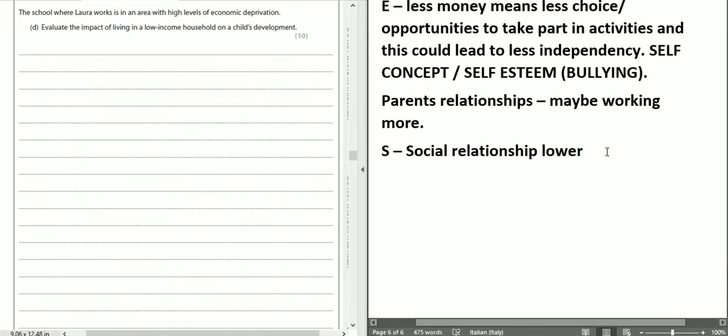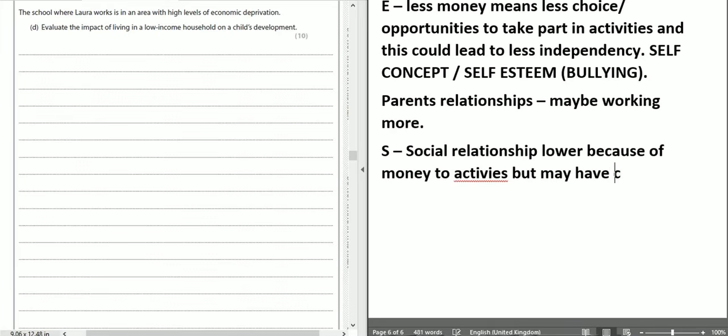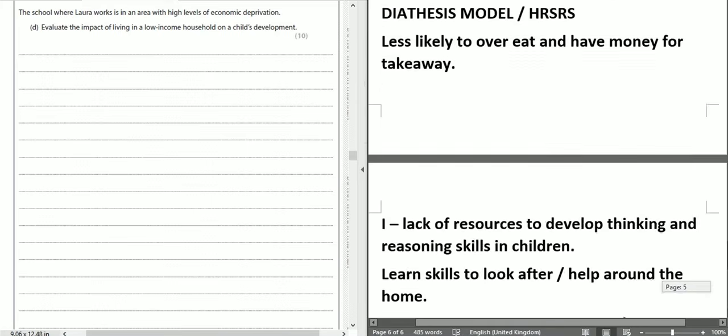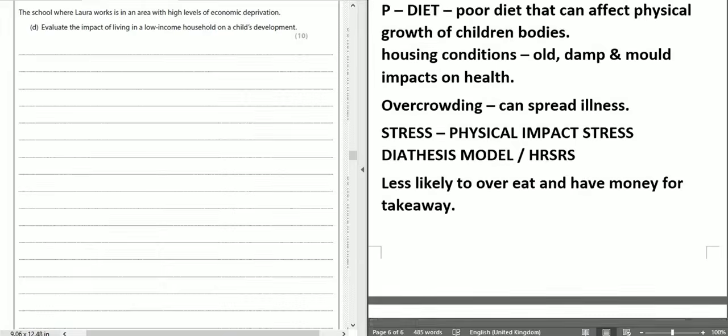Social relationships are lower, again, because of lack of money for activities, but they may have closer friendships. So maybe they can't do stuff, but they make more time to spend time with friends. Again, it's sort of clutching at straws a bit. I would have to look at the mark scheme again for this question, but these were some of the points I had off the top of my head. As always with a 10 mark, you want to try and get a theory in there.